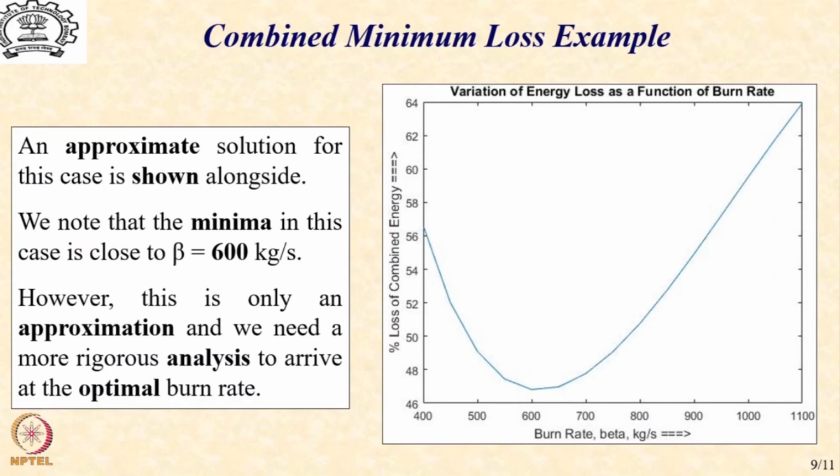Of course, you need to realize that this is a highly simplified analysis, so obviously it's an approximate presentation, and you will probably need to do a more rigorous analysis to arrive at the actual optimal burn rate. But the idea that I am trying to propose is that by making reasonable assumptions, we can simplify the analytical procedure and still get a reasonable understanding of the physics involved in the process. So you realize that there is a possibility of arriving at an optimal solution for the burn rate by trying to adjust such that the combined energy loss is a minimum.